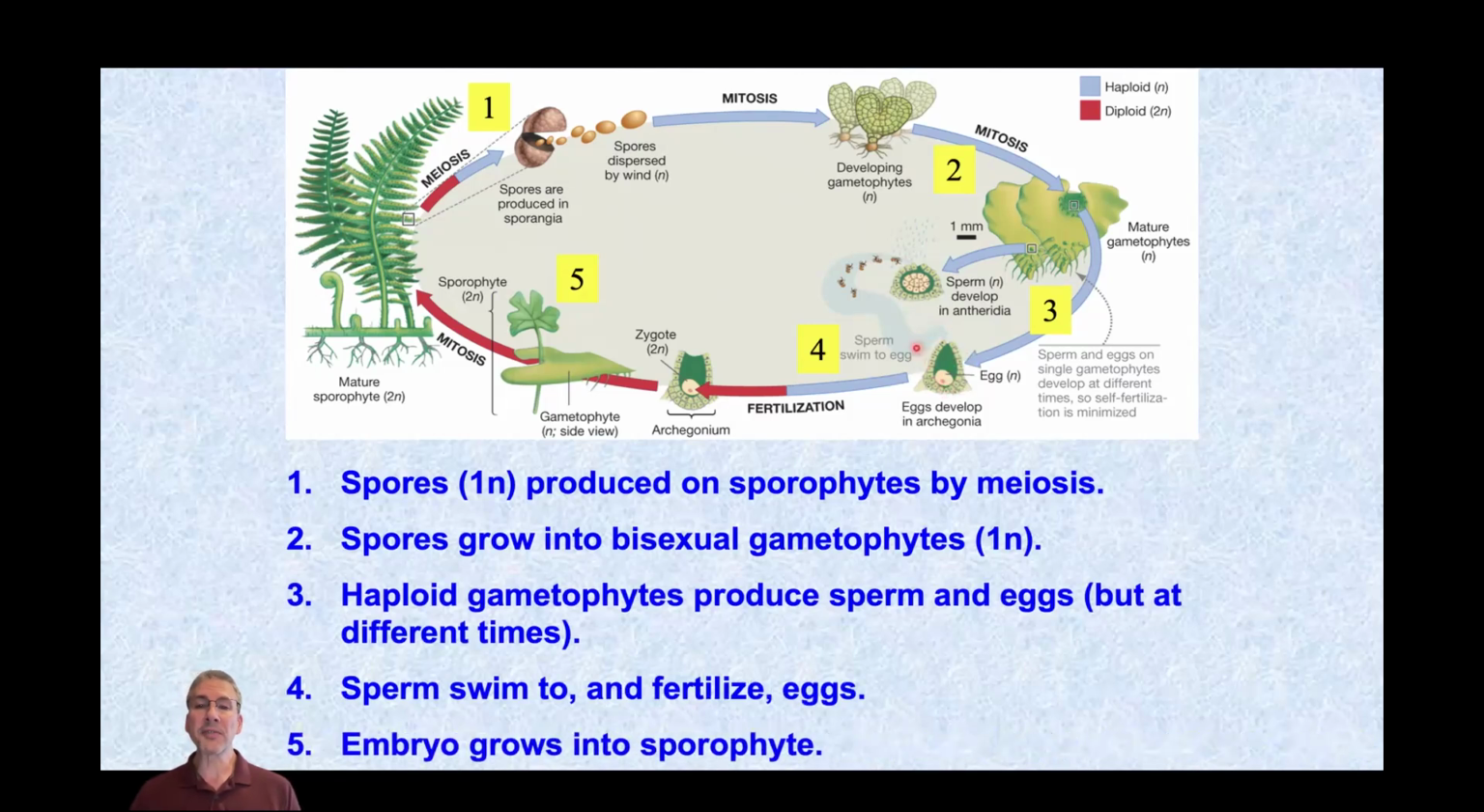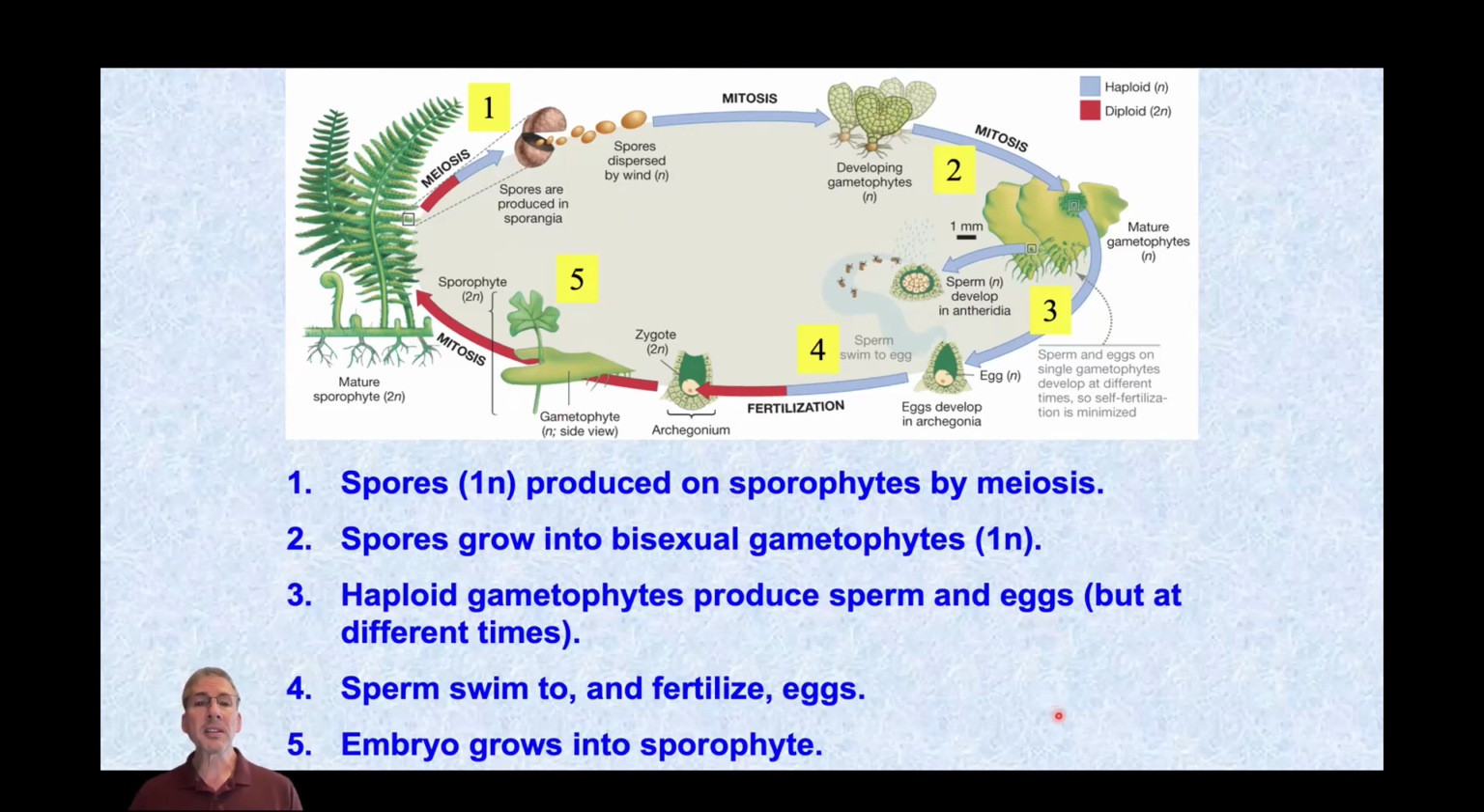And once an egg is fertilized, we get a diploid zygote, grows into an embryo, that grows into a young sporophyte like we see here, and eventually the sporophyte will grow into a mature fern plant, thus completing the life cycle. But again, notice, unlike mosses, where the gametophyte was dominant, in ferns, now we have the sporophyte as the dominant phase of the life cycle.